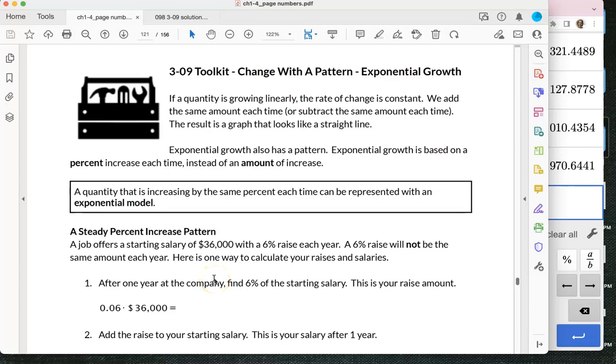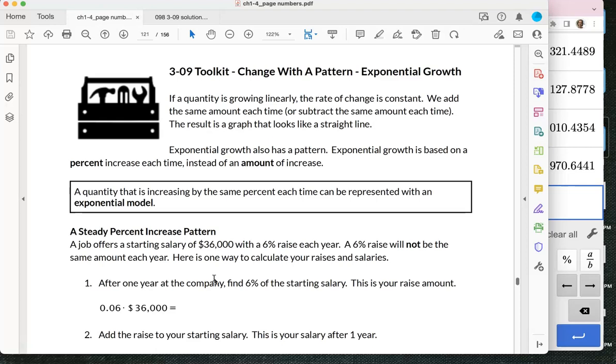In the last section, we introduced exponential growth. What did you learn about exponential growth in the previous section? Hopefully you learned that some exponential growth is doubling every time, but in general, exponential growth is when we have the same percent increase year after year.